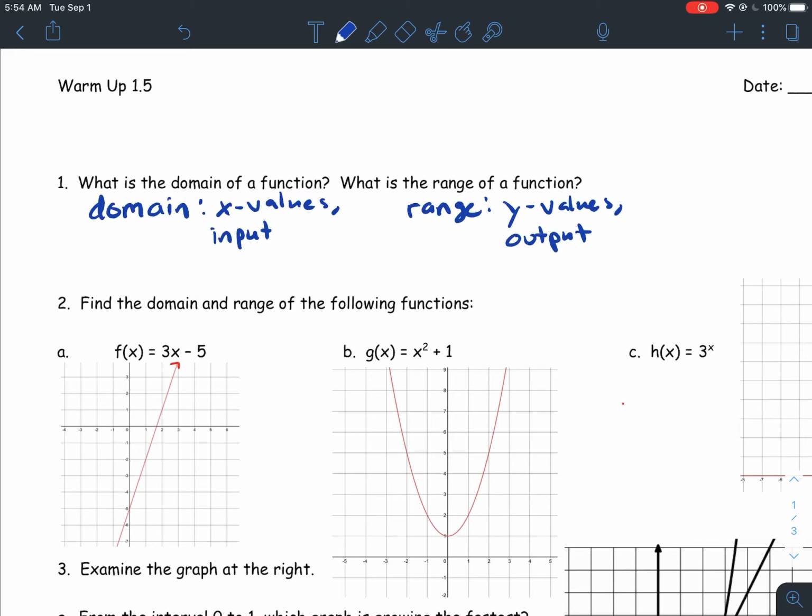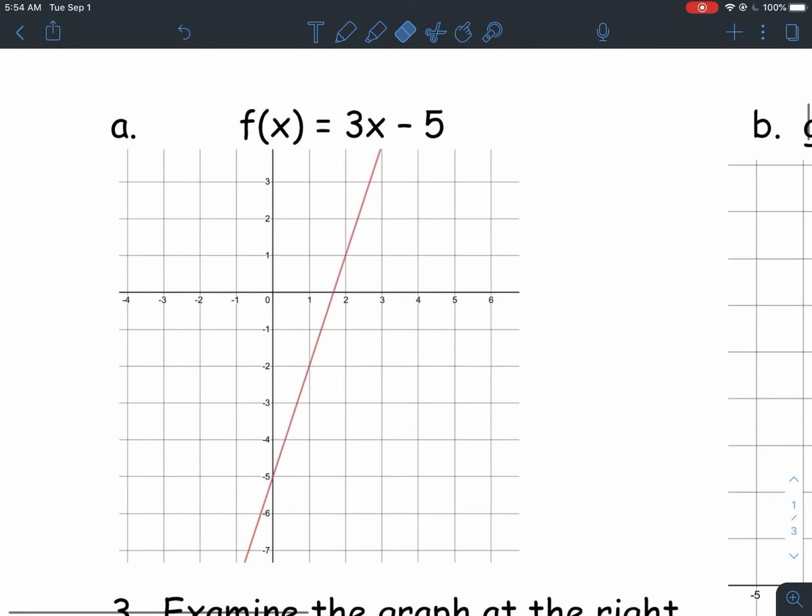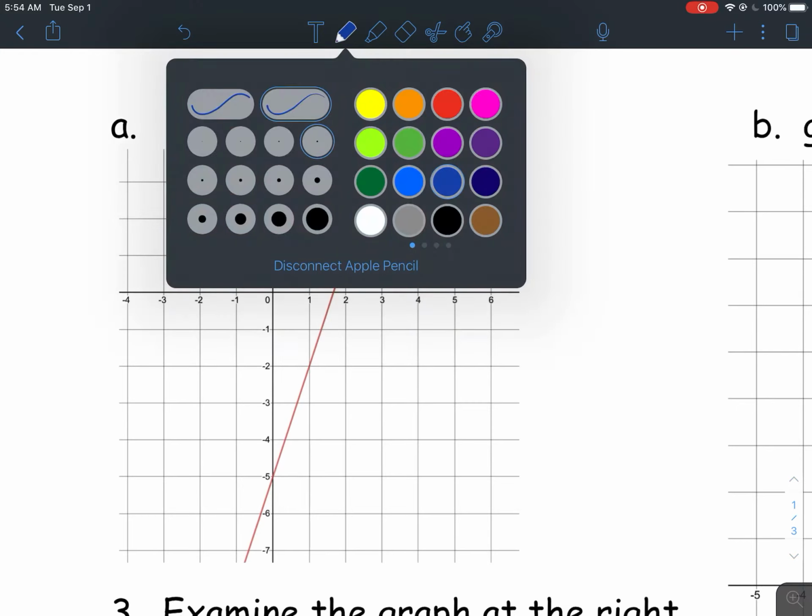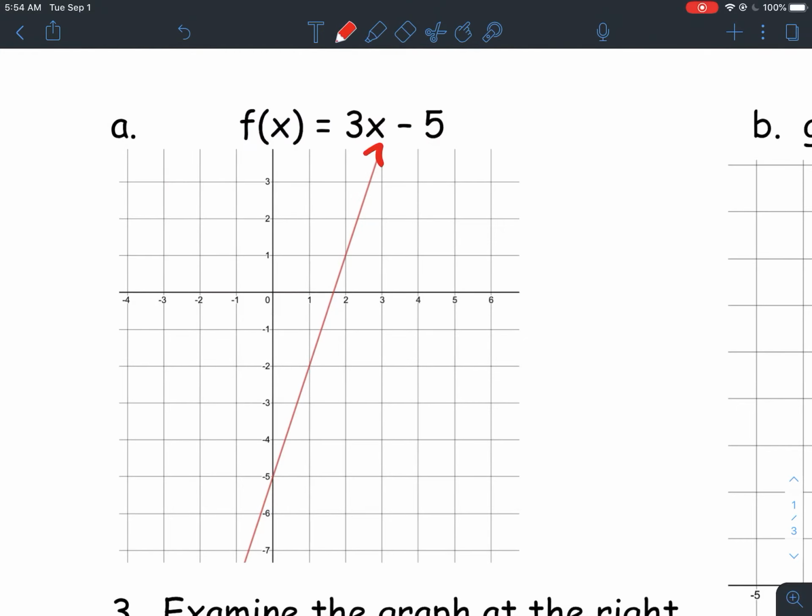All right, so next here, I actually already have these lines graphed out for you. I graphed them on Desmos, screenshotted them, and inserted them into the page. So let's go ahead and look at number 2. It says find the domain and the range of the following functions. For A, we have a linear function. And if we're looking at this line, this goes on forever. I know it doesn't have the little arrows, but we can draw the little arrows on here. And the line will go on in both directions forever.